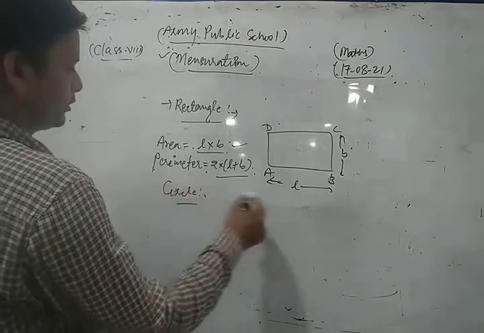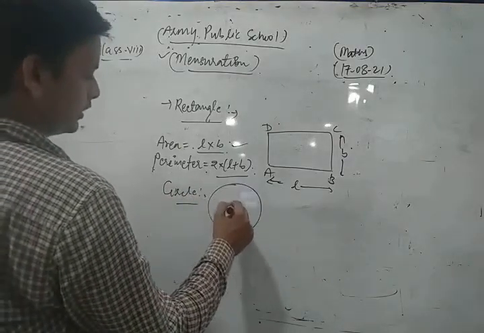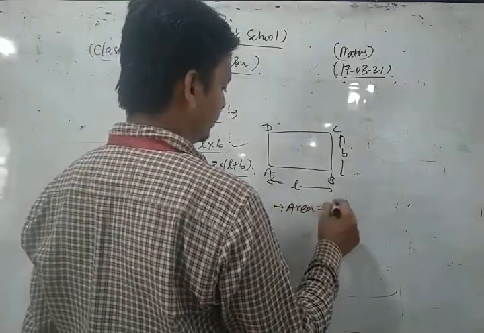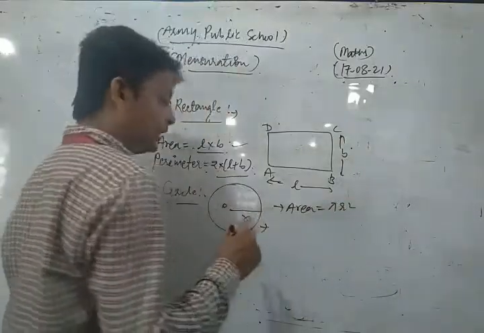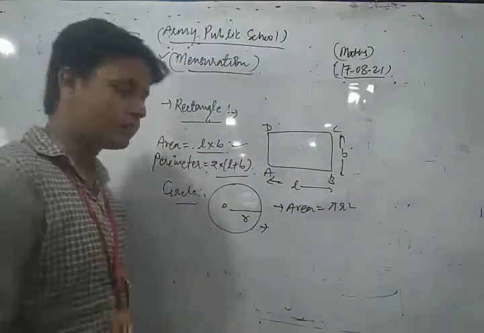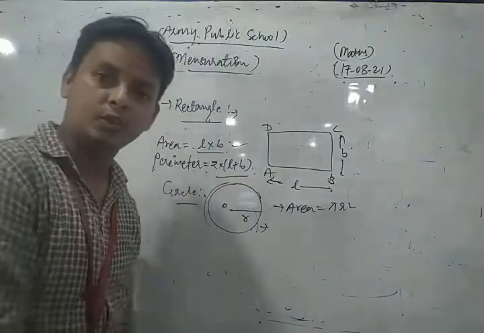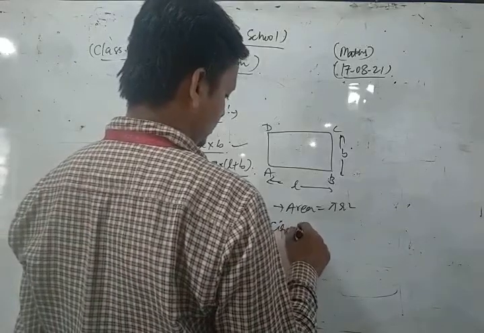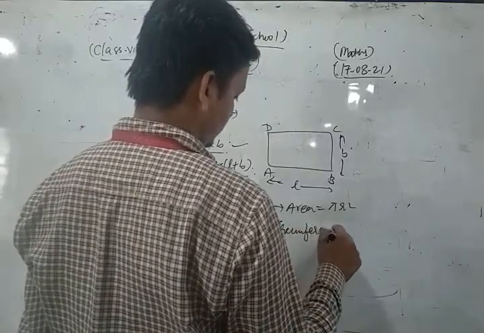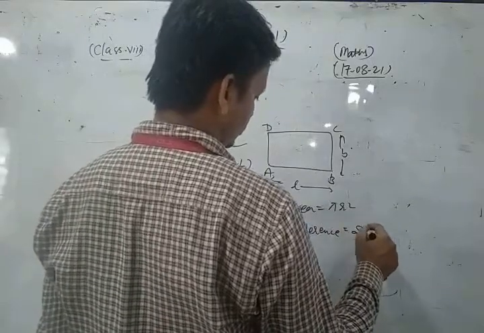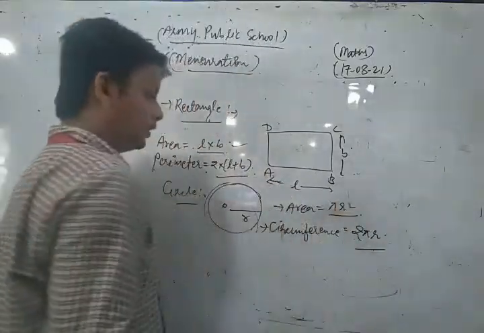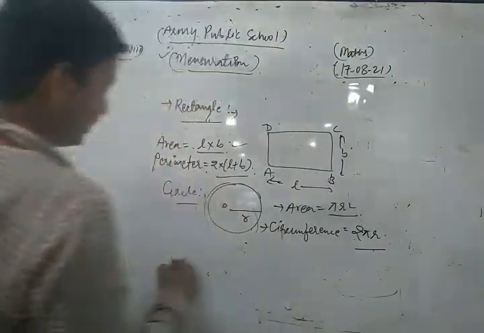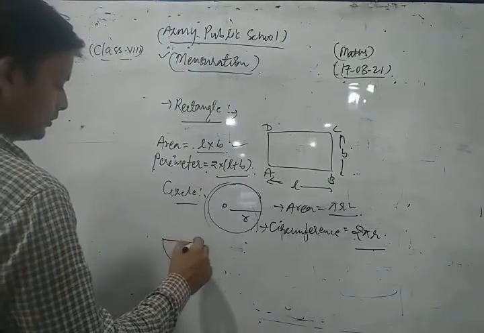Let's see. Dear students, you know that this is the circle, this is the center of the circle, and this is the radius of the circle. The area of the circle is what? The formula for the area of a circle is pi r square. And the circumference is the length of its outer boundary. So the circumference is 2 pi r.